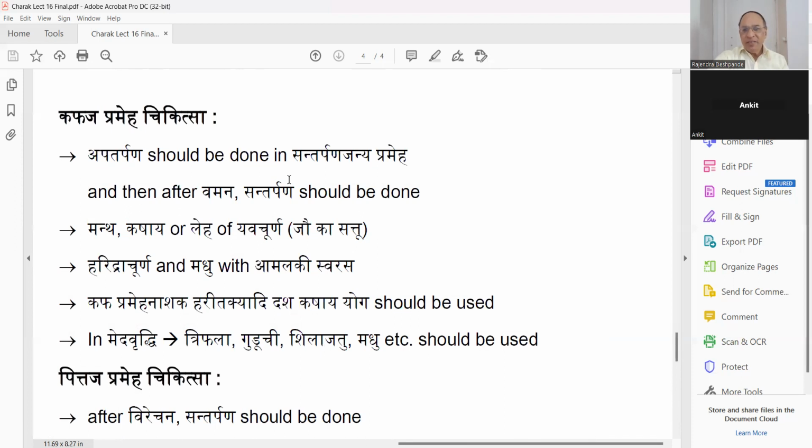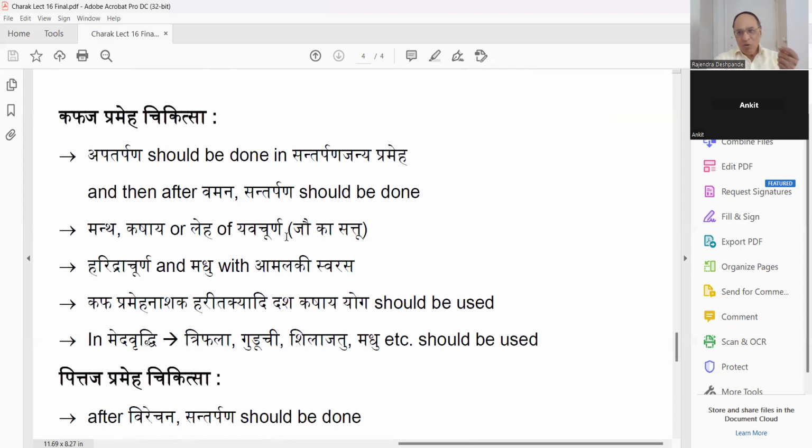Apatarpan should be done in Santarpana Janya Prameha. And then we can give Vamana, and Santarpana should also be given. Mantha, Kashaya, or Leha, or Yavachurna. Yes, the patient has to consume these. We ask the patient to add these substances to their lunch or dinner.